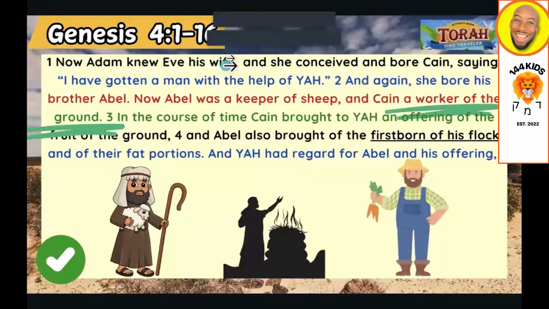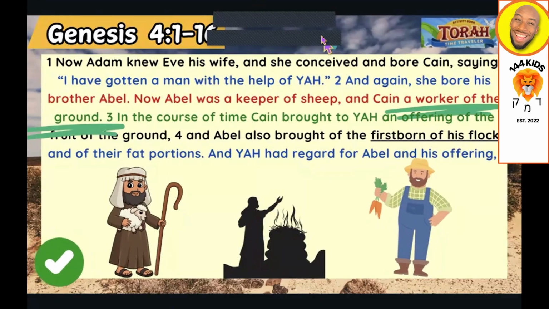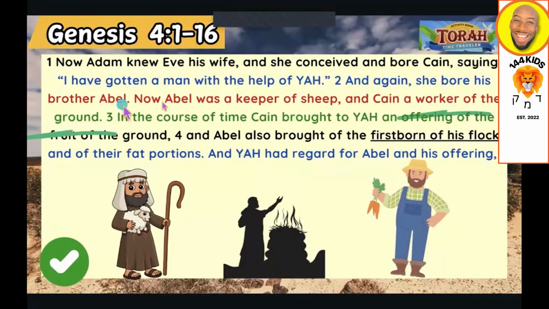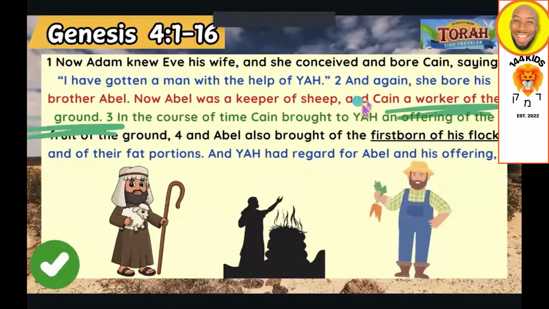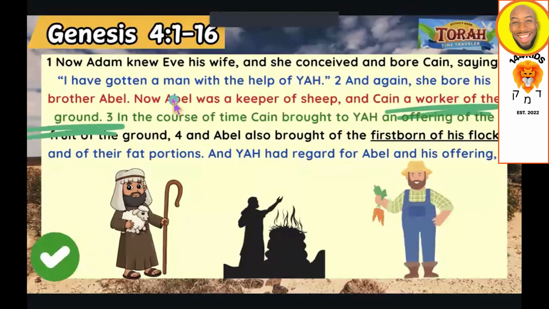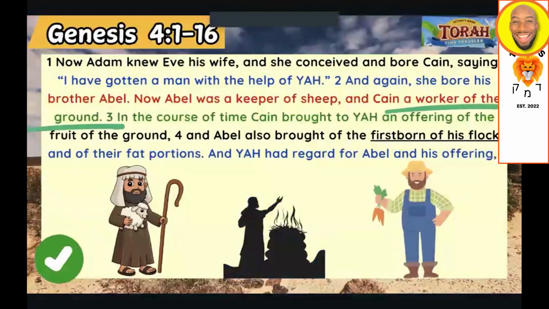Now Adam knew Eve his wife, and she conceived and bore Cain, saying, I have gotten a man with the help of Yah. And again she bore his brother Abel. Now Abel was a keeper of the sheep, and Cain was a worker of the ground. A worker of the ground. His job was to grow food from the ground. So if you put B, you are correct.